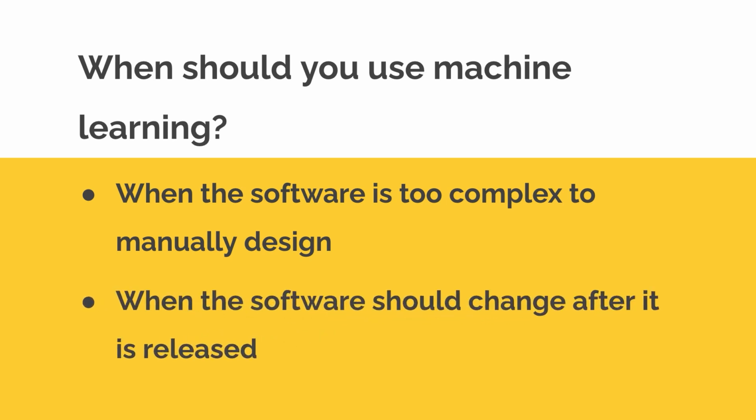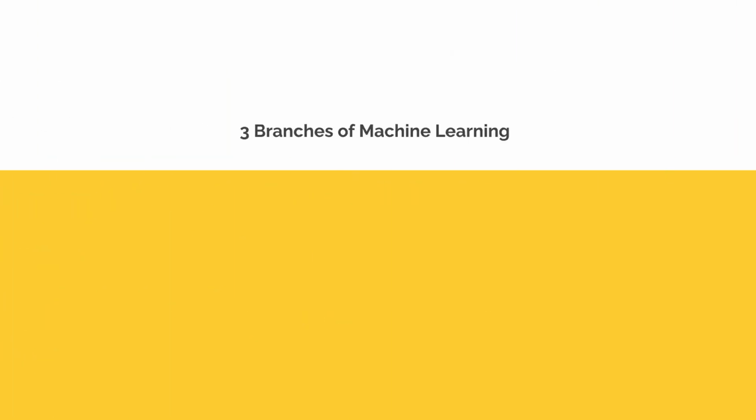Another time you should use machine learning is when software should change after it is released. For example, you could build a self-driving car, but that self-driving car is only going to be somewhat good when you first design it because the car can then learn from its experience out in the real world after it's been designed. So that is another example of when you should use machine learning, when you want your software to potentially change or adapt or improve after you've already launched it. And with machine learning, your software can actually improve without your intervention. It can improve on its own.